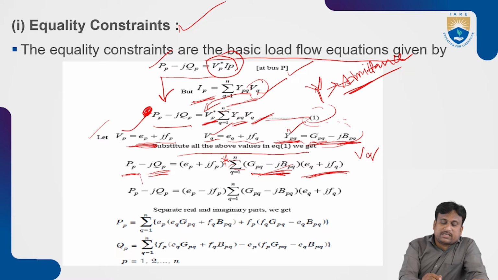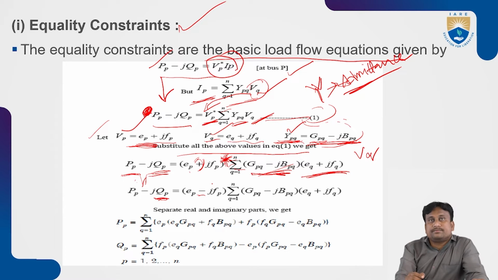Likewise, if you extend this analysis again, Pp minus jQp equals Ep minus jFp. Here the positive sign is changed to a negative sign due to the conjugate term. And the summation q equals 1 to N of Gpq minus jBpq follows. Here the same expression follows, because there is no conjugate term on the power.